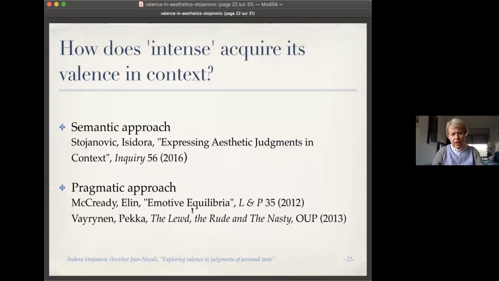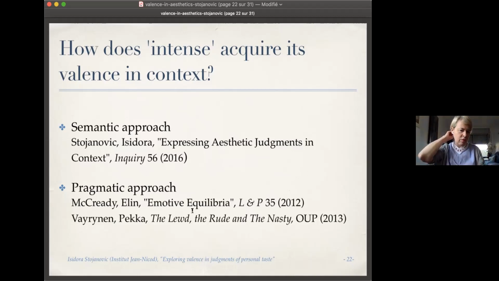So this now goes back to some of my earlier work, especially my paper, Expressing Aesthetic Judgments in Context, from Inquiry from 2016, where I look at this question much deeper. And so here I just want to give you an idea of what the approach looks like. So it's a semantic approach that in the same paper is compared with some other approaches that you might call pragmatic approaches. And those can be seen.